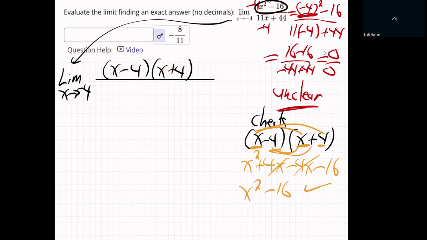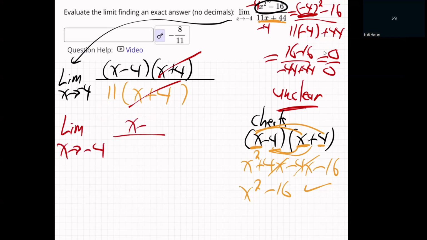Does the bottom factor? Yeah, the bottom down here, right here, you can take an 11 out, and it's x plus 4. See how that 11 times x and 11 times 4 go back to 11x and 44? Now, notice what can happen. These cancel, don't they?